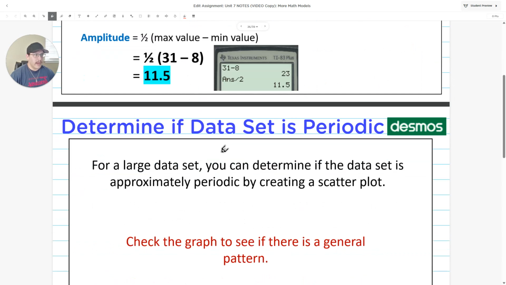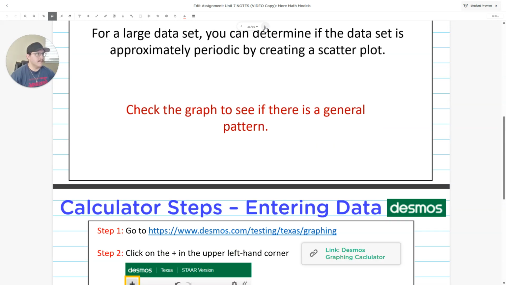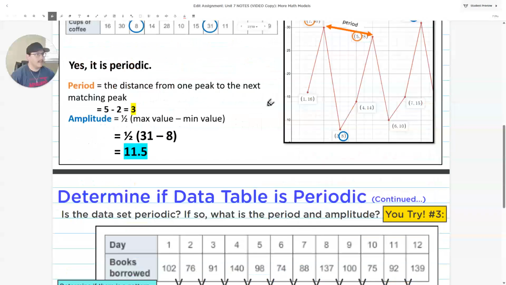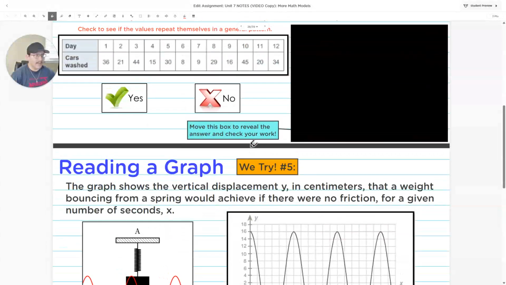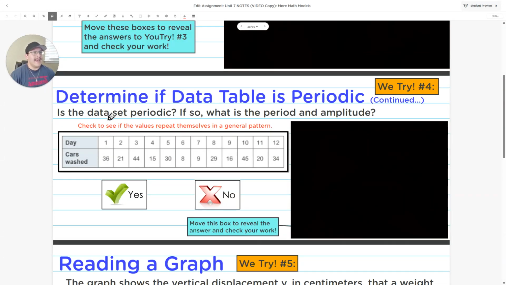Now I'm going to skip ahead to another one here. Is this data set periodic? If so, what is the period and the amplitude? So I'm going to go through this by hand.